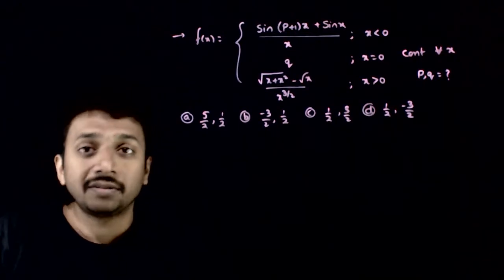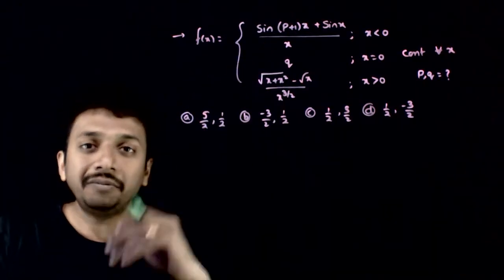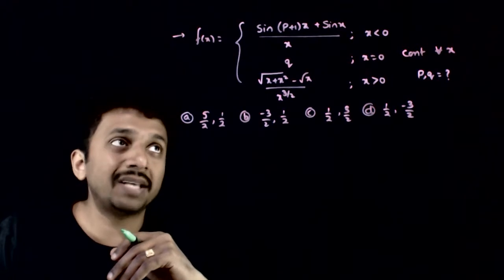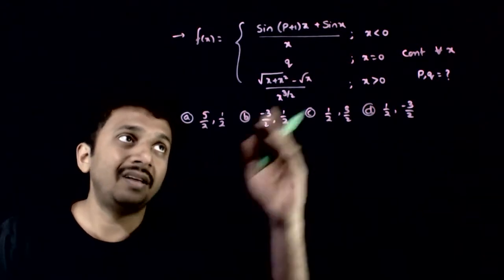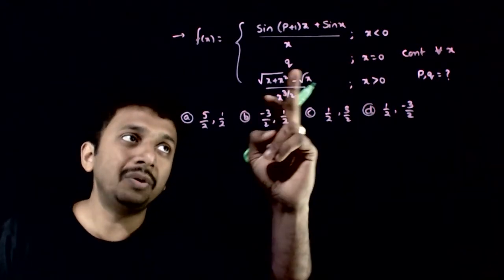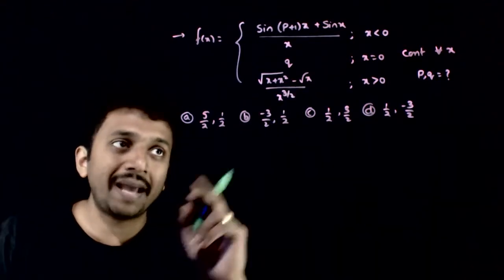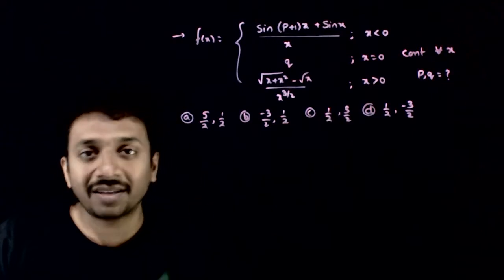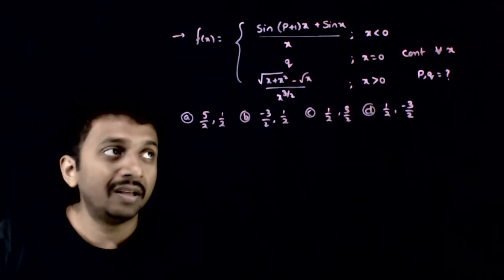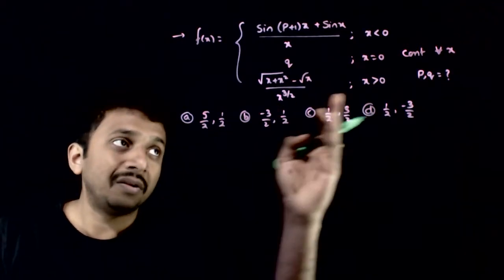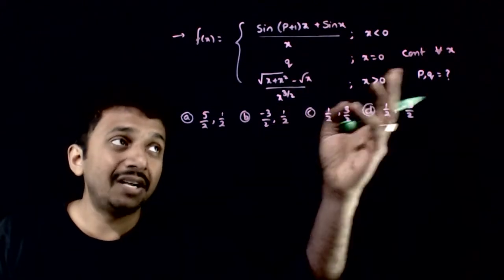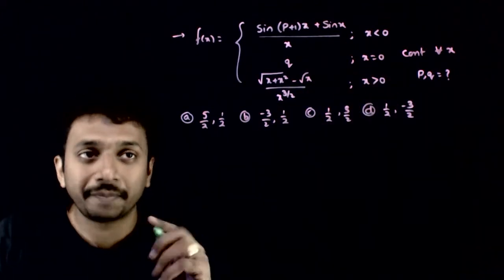So welcome students. In this question you're given that f of x is equal to sin((p+1)x) + sin x over x if x is less than 0, q if x is equal to 0, and (root of (x + x²) − root x) over x^(3/2) if x is greater than 0. If that is so, you're asked to find, if this function is continuous for all x, p and q.